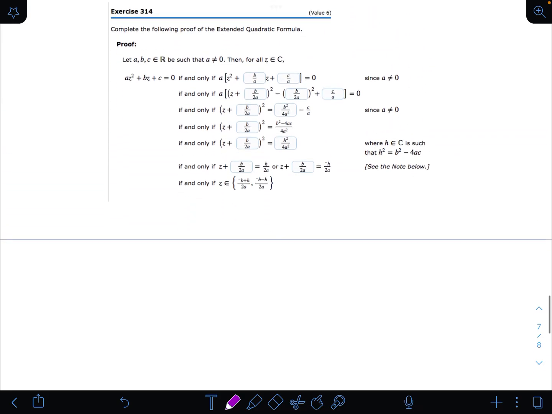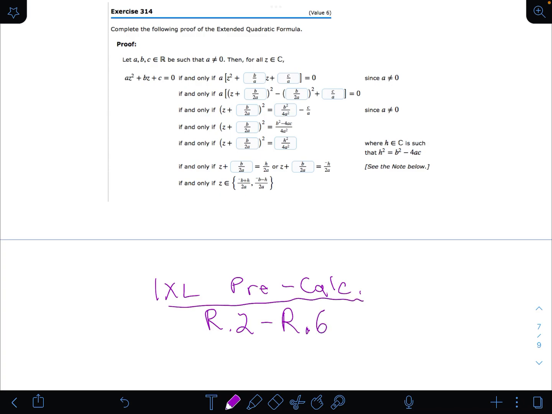All right, so that's going to do it for today. Just go ahead and make sure you're completed through exercise 314. On IXL, the pre-calc R skills, I would like for you to be all the way done with R2 through R6 by the time I get back.